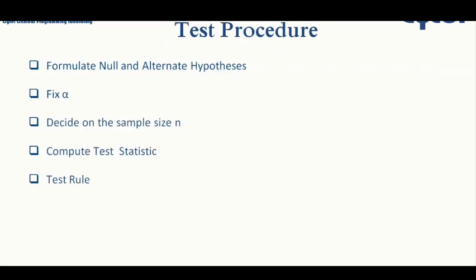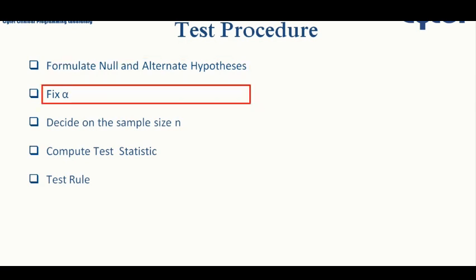So, in general, any statistical test procedure follows the following steps. Formulate the null and alternative hypothesis. Fix the level of significance, which is the probability of type 1 error. We know that the probability of type 1 error we consider and fix at level alpha, because the type 1 error is considered to be more serious than type 2 error, and 1 minus probability of type 2 error is the power of the test. So, we fix the level of significance alpha and try to maximize the power.